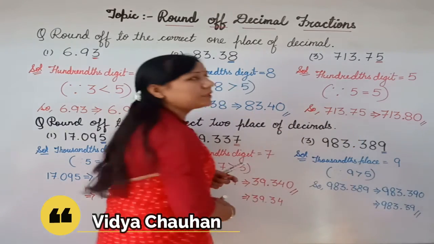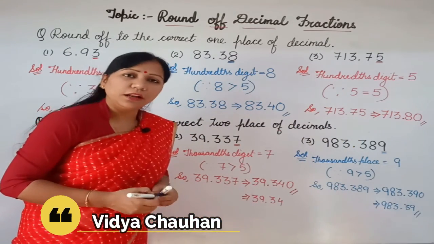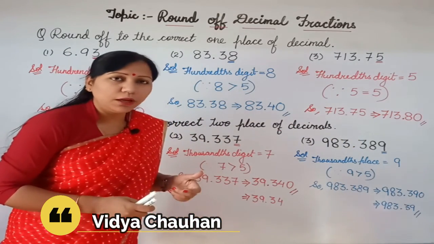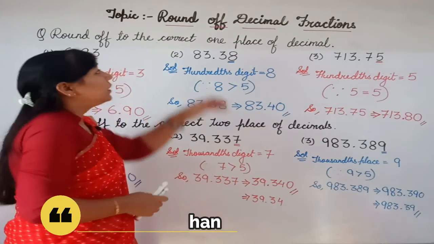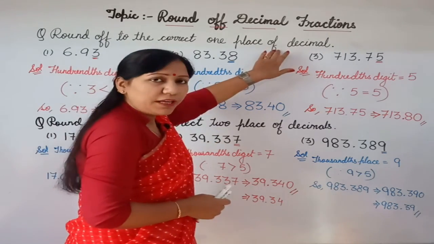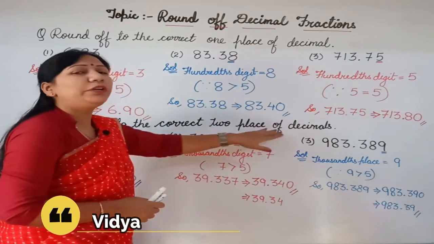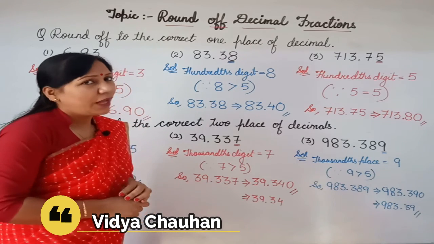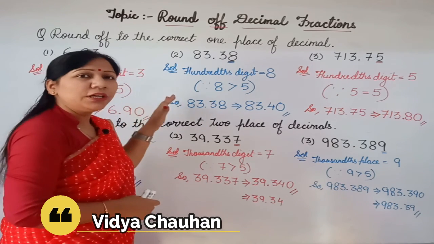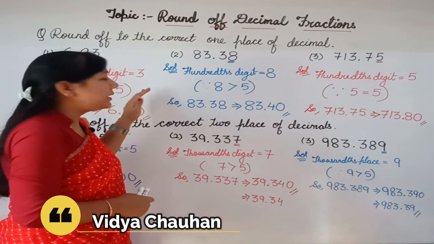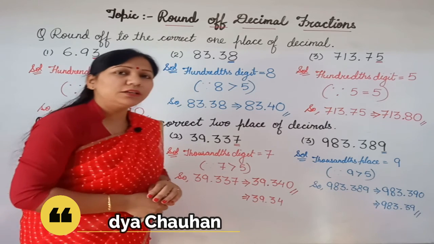So this is how you can round off any decimal number to the nearest 1 decimal place value and to 2 decimal place values. I hope the explanation, the rules and the understanding of the questions were clear to all of you.